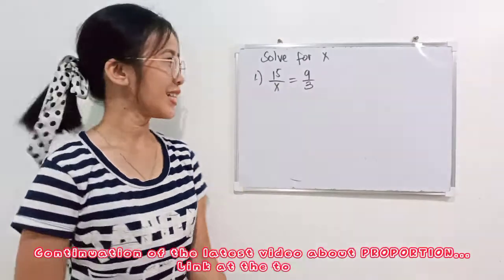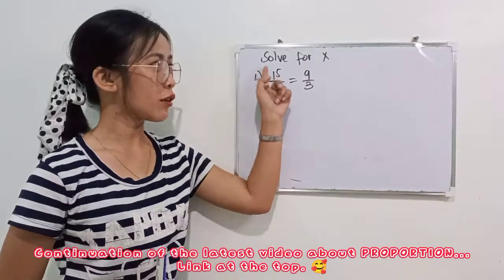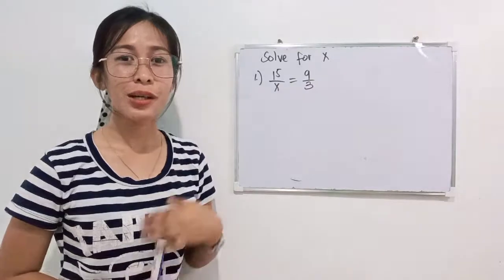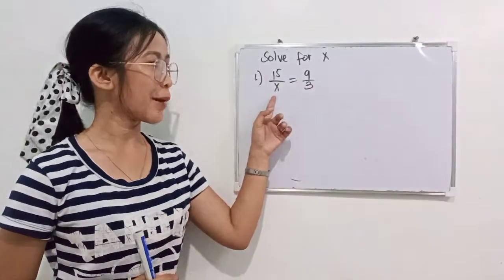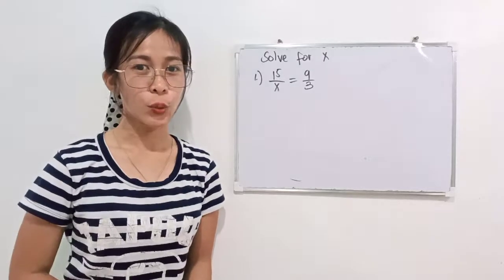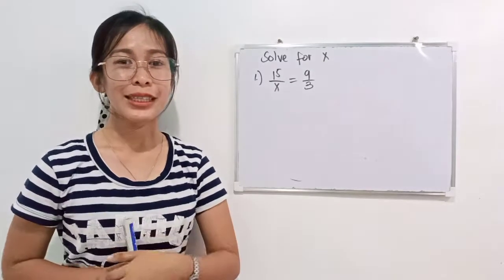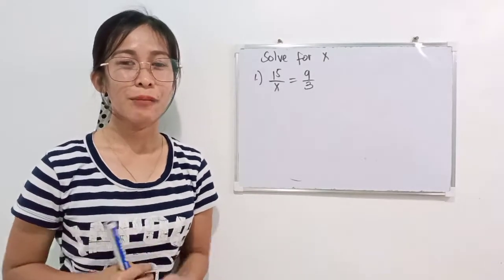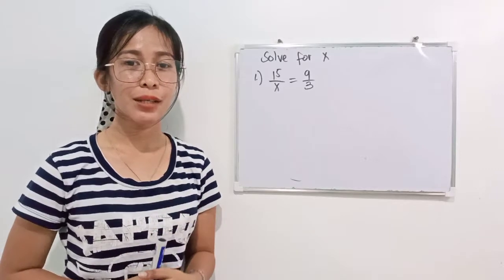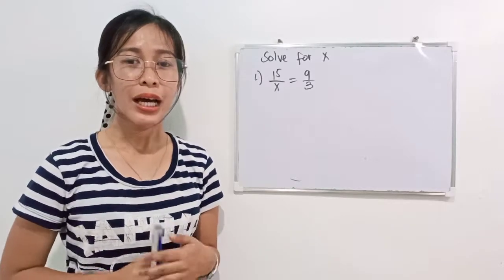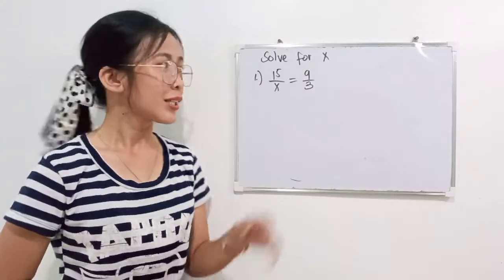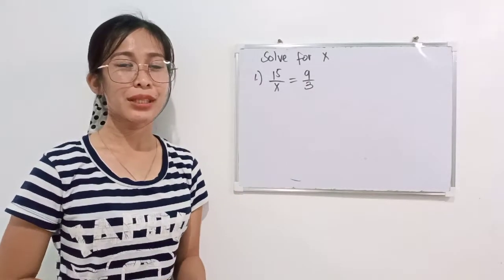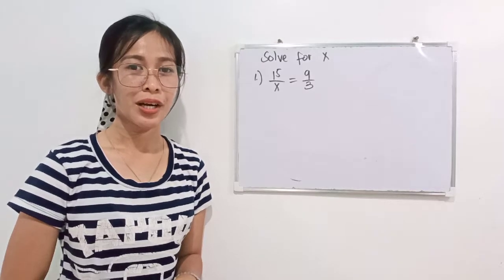Activity. Okay? So what we are going to do is just solve for x using the property that I discussed a while ago, and hahanapin natin yung nawawalang value. Okay? So, sinabi ko na nga kanina na the most used property in properties of proportion is the cross multiplication property. Okay? So, dito sa ating number 1, gagamit tayo ng cross multiplication property.